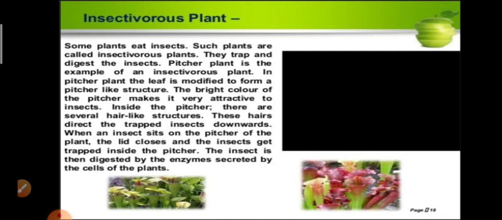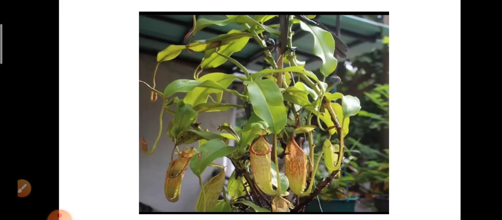The bright color of the pitcher makes it very attractive to insects. Inside the pitcher, there are several hair-like structures. These hairs direct the trapped insects downwards. When an insect sits on the pitcher of the plant, the lid closes and the insect gets trapped inside the pitcher. The insect is then digested by the enzymes secreted by the cells of the plant.